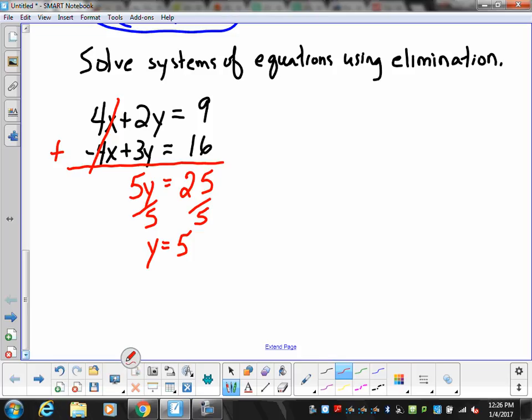I still need an x value, because I didn't get rid of the x completely. I just got rid of it to solve for the y. So now I'm going to go back to one of my original two equations to solve for x. I'll just use the first one. So 4x plus 2 times 5 equals 9. I replace the y in that first equation with the 5 that we've already found.